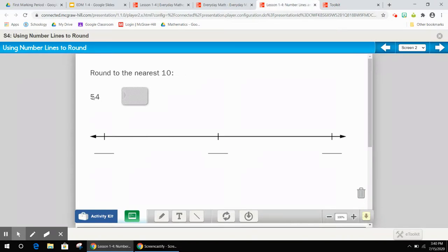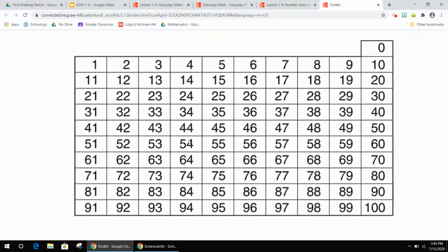So let's take a look at 54. That's the number that we want to round. Here I have drawn an open number line for you. You'll see there's a number at the beginning, in the middle, and in the end. So let's take a look at 54. It's right here. Which 10 comes right before 54?